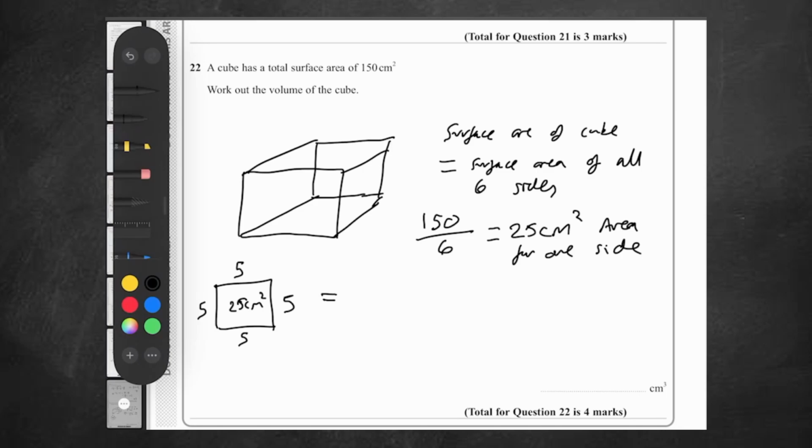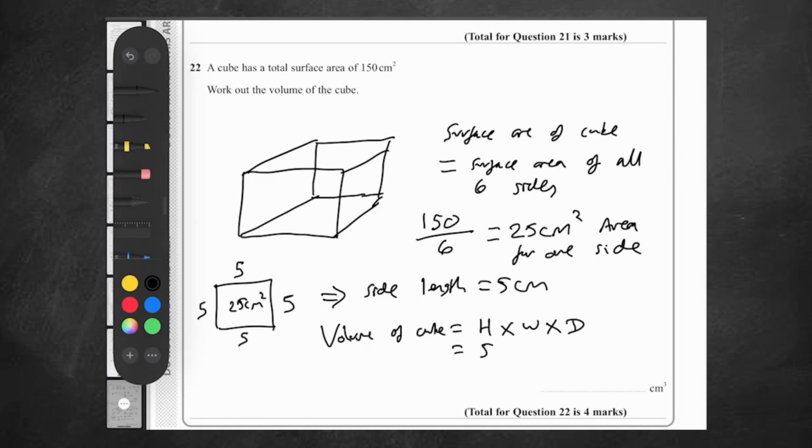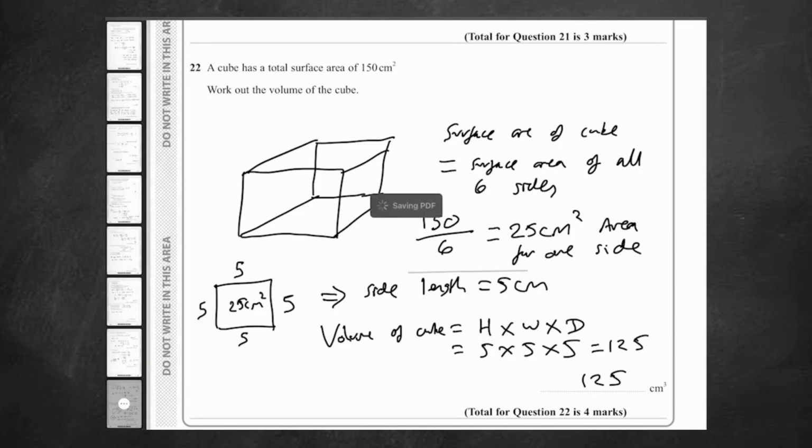So, therefore, side length equals 5, and the volume of the cube is going to be height times width times depth, which is all 5, as they're all squares. So 125 centimeters cubed is our answer for 4 marks.